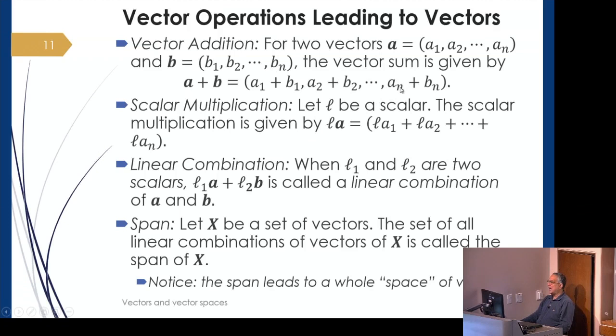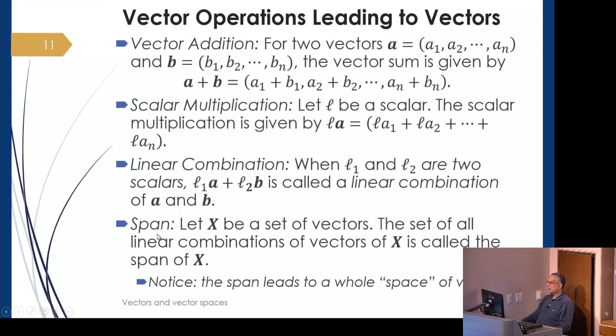Now there's something called scalar multiplication. I'm just defining terms for us. So L is a scalar, and if you take the scalar L and multiply it by the vector A, the resulting vector would be L times A1, L times A2, and so on, to L times AN. A linear combination, when L1 and L2 are two scalars, L1 times A plus L2 times B, is a linear combination of A and B. That's called a linear combination, where you take a vector, multiply it by a scalar, take another vector, multiply it by a scalar, and then add the two vectors together.